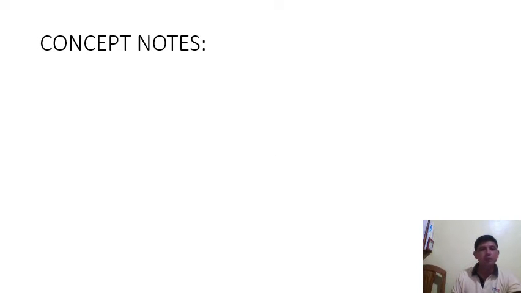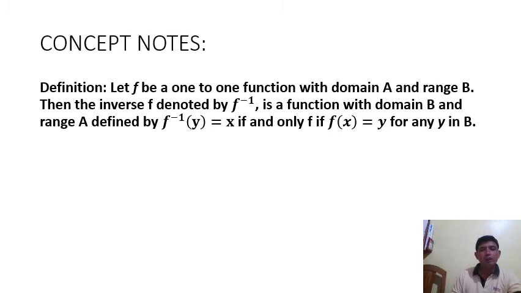Okay, for your concept notes, the definition: let f be a one-to-one function with domain A and range B. Then the inverse of f, denoted by f negative 1, is a function with domain B and range A defined by f negative 1 of y equals x if and only if f of x equals y for any y in B. Meaning, an inverse function is a function that reverses another function.